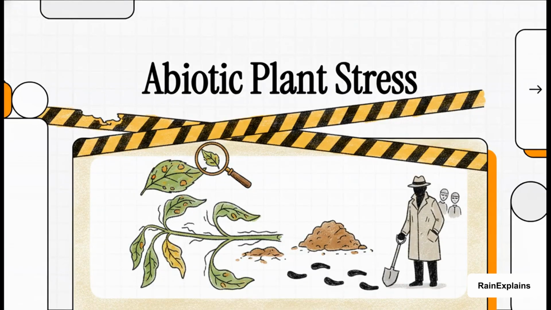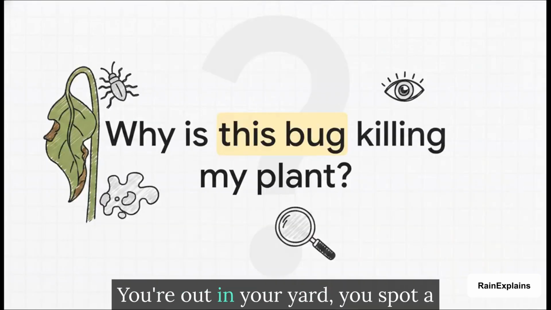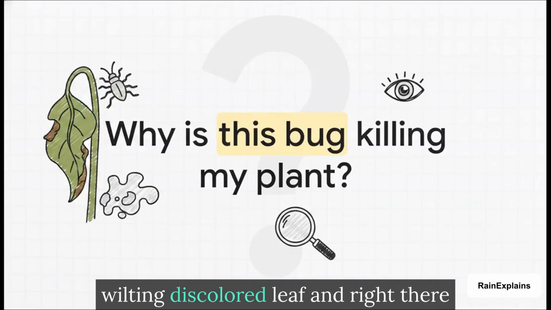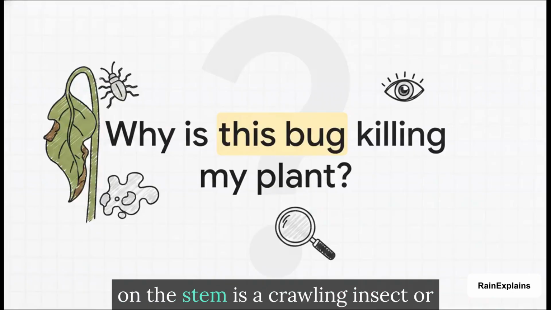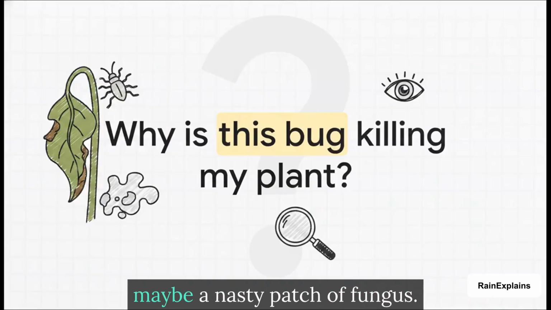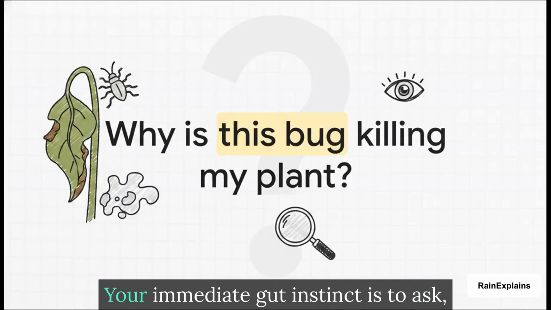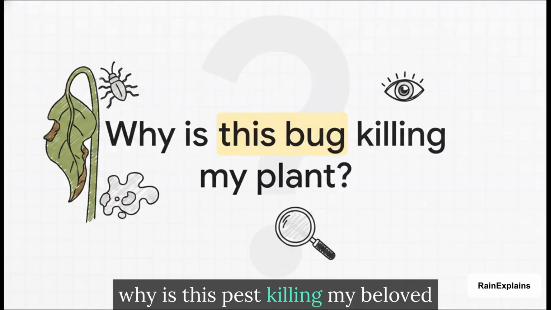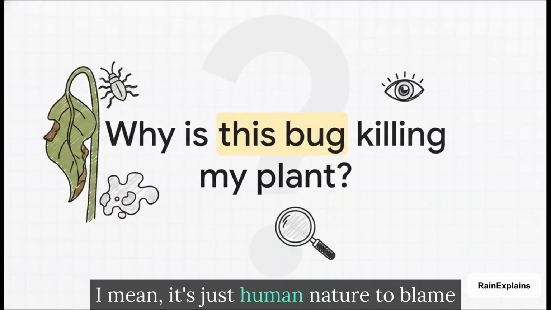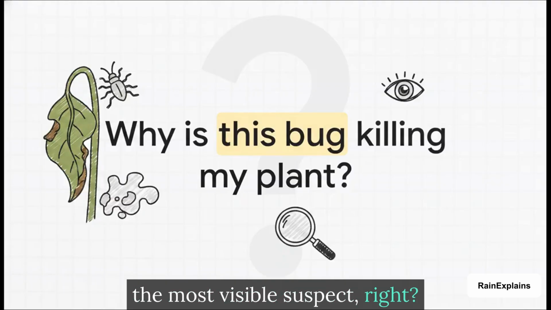Let's dive in. So, picture this. You're out in your yard, you spot a wilting, discolored leaf. And right there on the stem is a crawling insect or maybe a nasty patch of fungus. Your immediate gut instinct is to ask, why is this pest killing my beloved plant? I mean, it's just human nature to blame the most visible suspect, right?